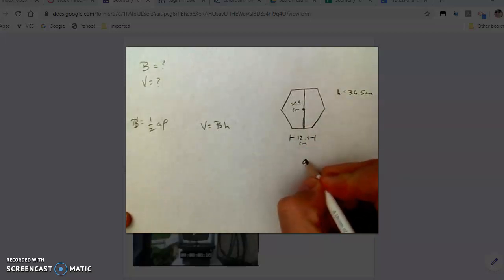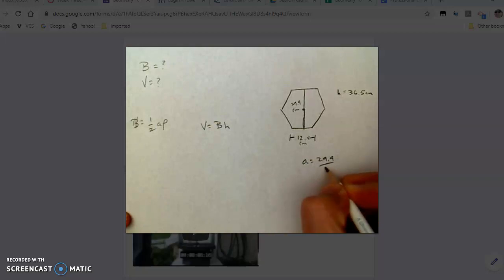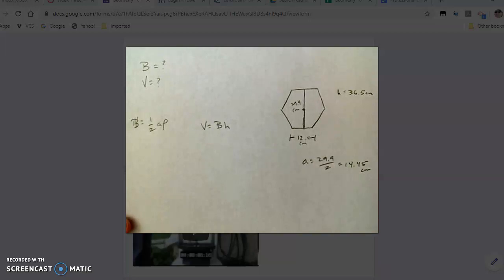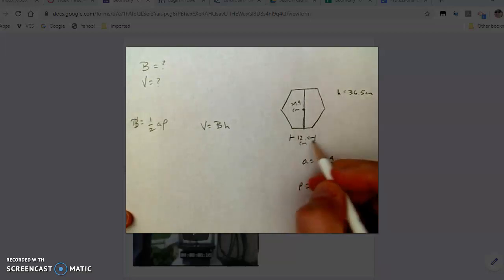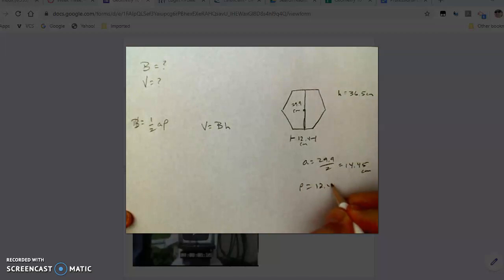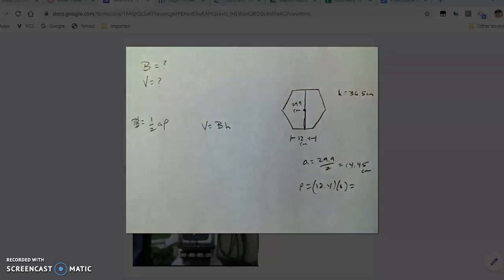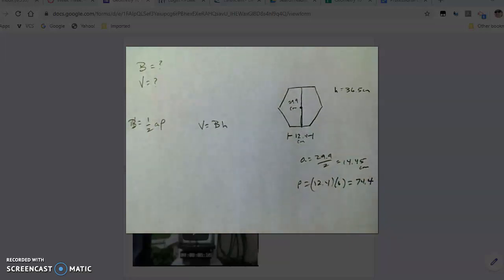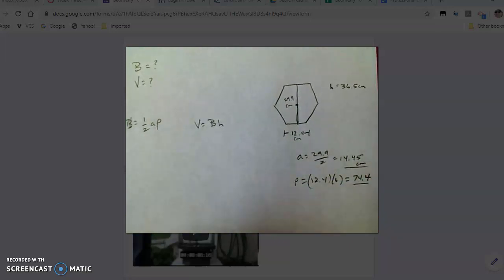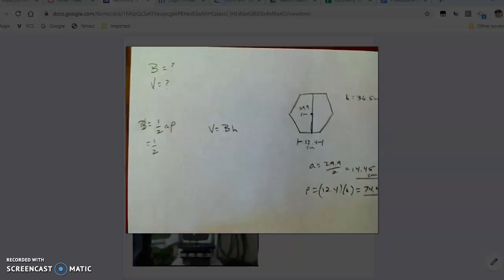which is 29.9 divided by 2. So that's going to give us 14.45 centimeters. And then we need a perimeter, and we know our side length is 12.4, and there's 6 sides. So you go to your calculator. And 12.4 times 6 is 74.4. So now we have a perimeter and we have an apothem. So we can go substitute that into our formula.